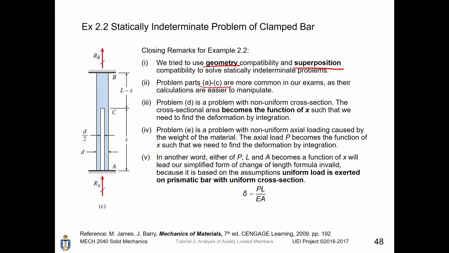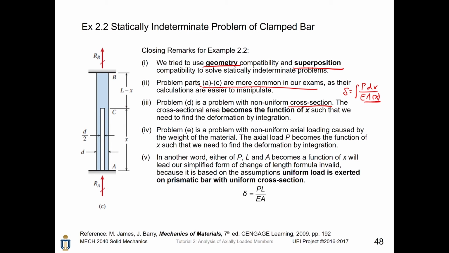A and C are more common in our exams, as their calculations are easier, because for D and E there are a lot of integrals. Sometimes it is very difficult to set some problems for it. But I can just say, in my offering, in my year, the continuously changing bar was not tested. But I'm not sure whether it will be tested in your offering, so I still recommend you learn about it. In problem D, the cross-section is changing along x. That is, for the integral, delta equals the integral of P dx over E A(x). In this case, A(x) is a function of x.